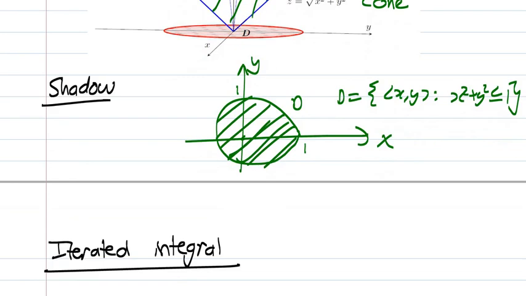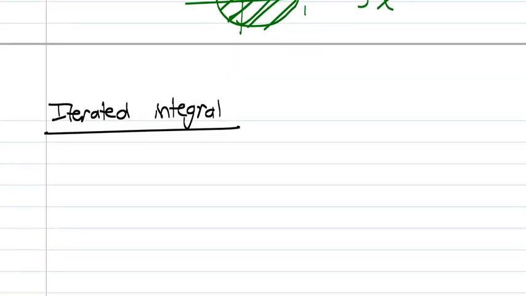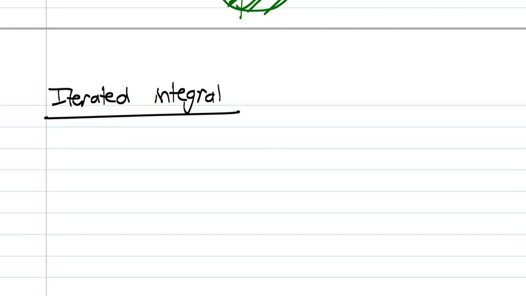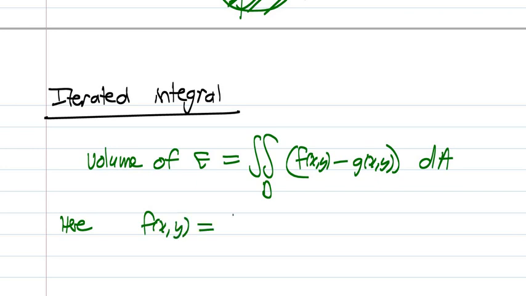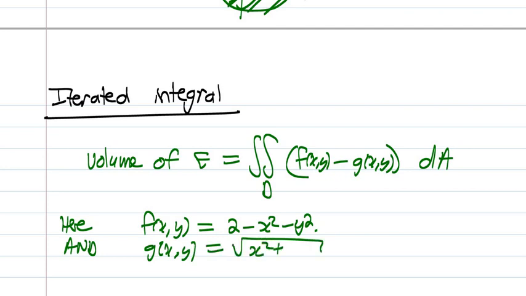Great. So now we continue. And now we want to set this up as an iterated integral. All right. So we are going to say the volume of E equals a double integral over region D of the top surface minus the bottom surface dA. For this question, the top surface is the paraboloid, and the top surface has equation 2 minus x squared minus y squared. And the bottom surface is the cone, and so the bottom has equation square root x squared plus y squared.